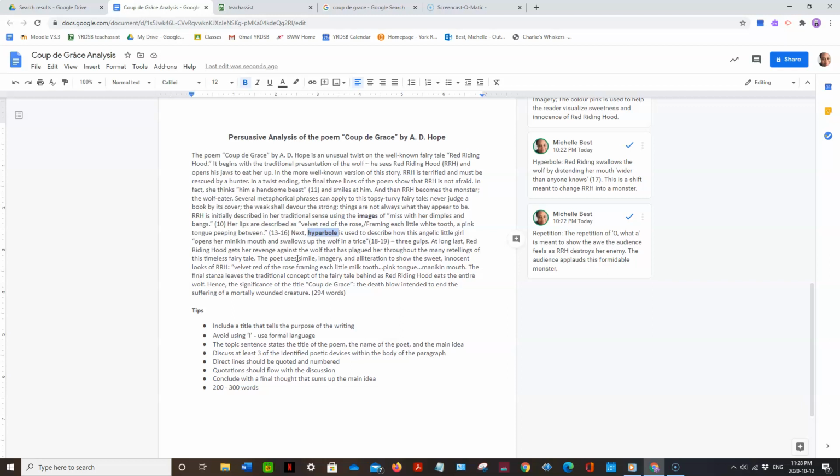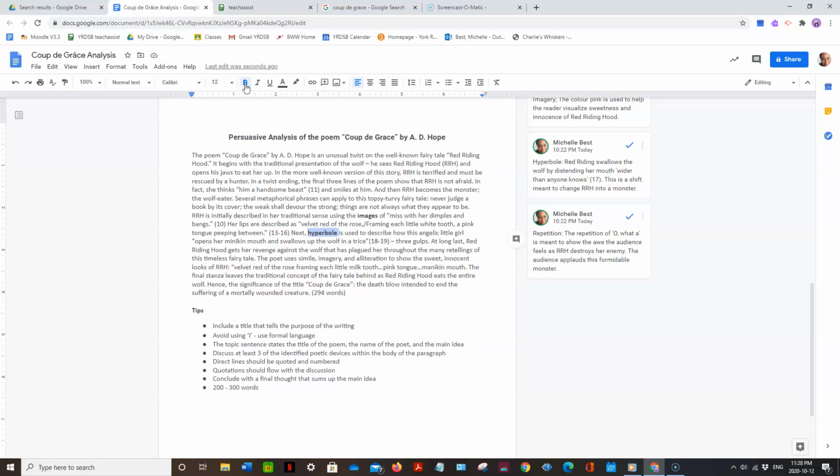And the poet also uses simile, imagery, and alliteration to show the sweet, innocent looks of Red Riding Hood. And then finally, I conclude with a final thought that sums up the main idea. So the wolf, hence the significance of the title Coup de Grace, a death blow intended to end the suffering of a mortally wounded creature. And so there it is.